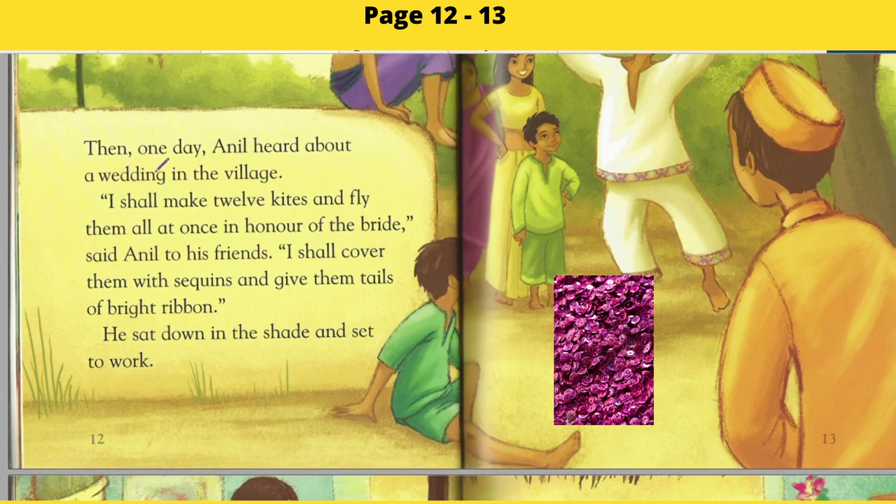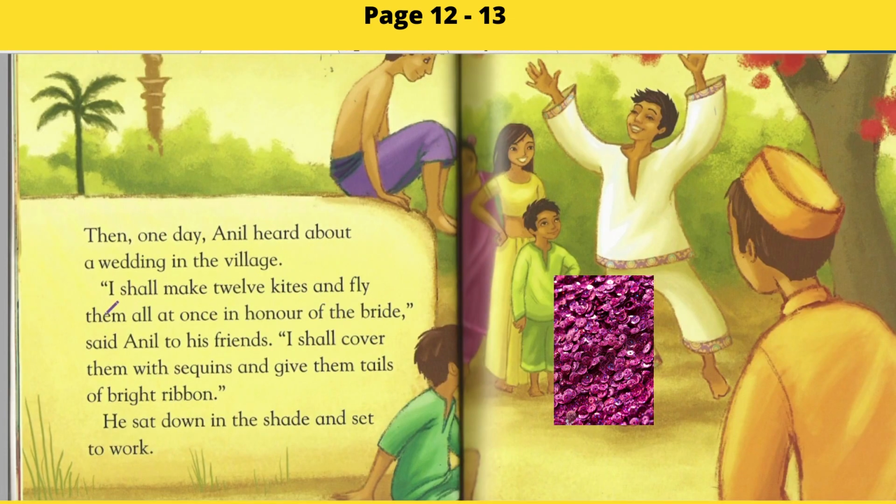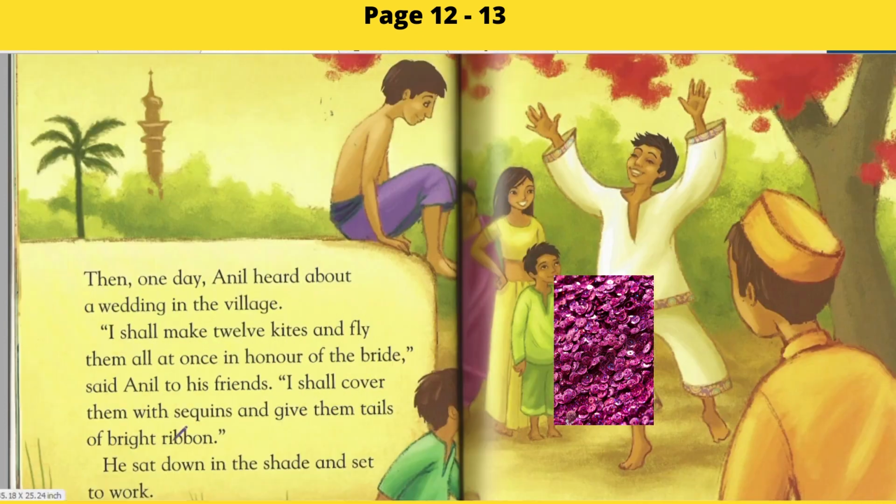Then, one day, Anil heard about a wedding in the village. I shall make 12 kites and fly them all at once in honor of the bride, said Anil to his friends. I shall cover them with sequins and give them tails of bright ribbon. He sat down in the shade and set to work.